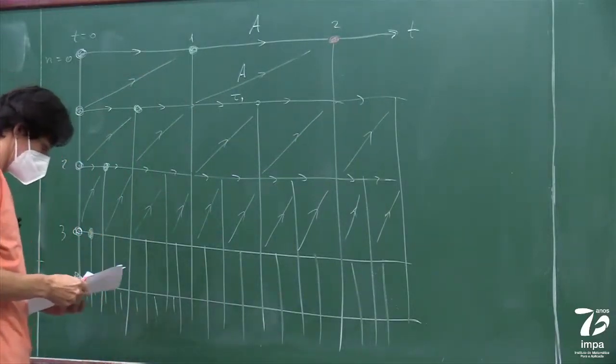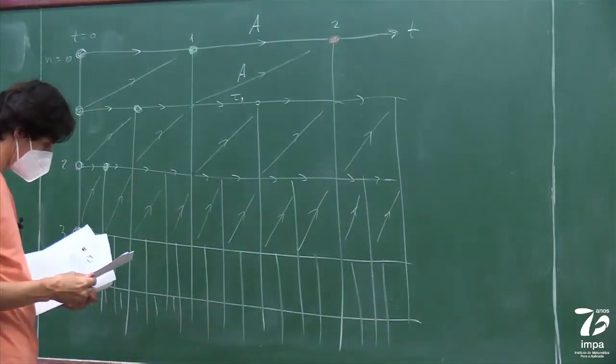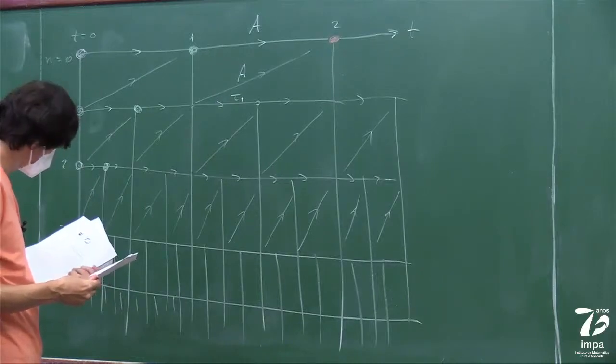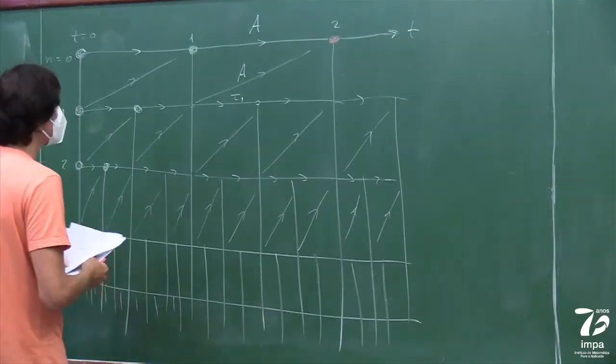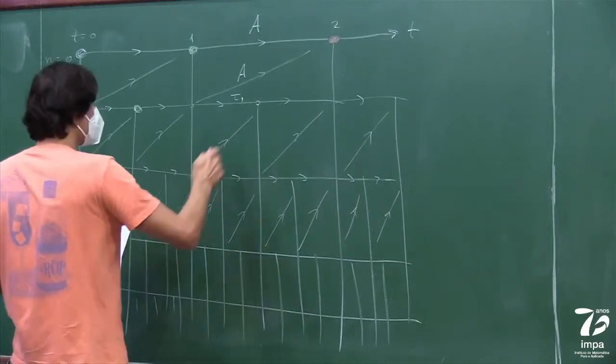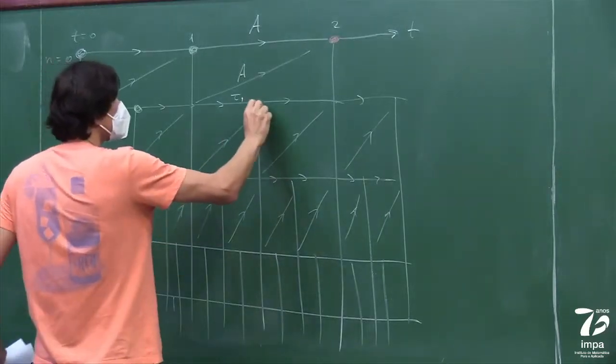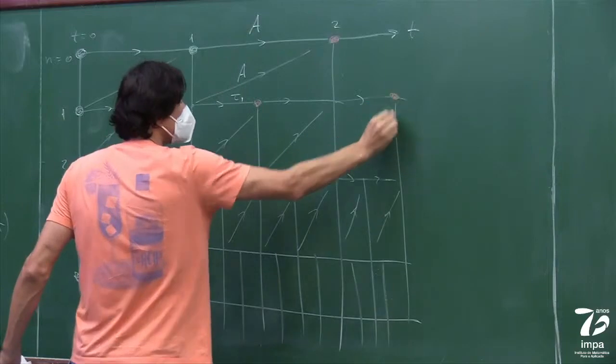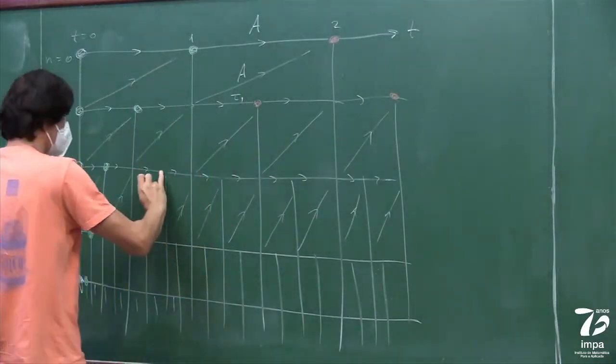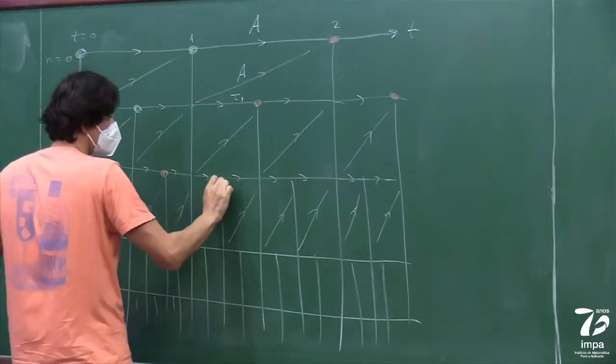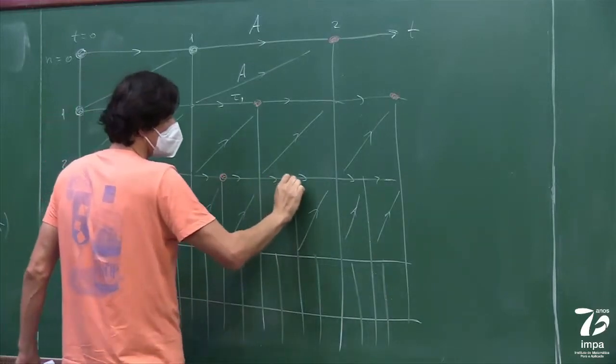And then what we do, and then we put red points at each even position. So it's at each even position. It's here, here, here, here, here.